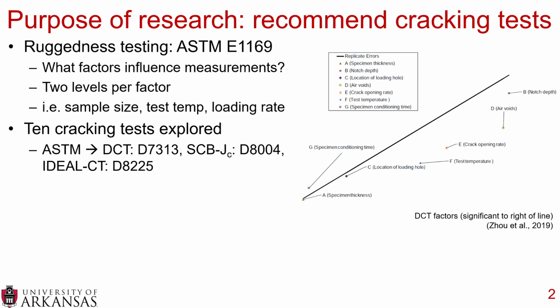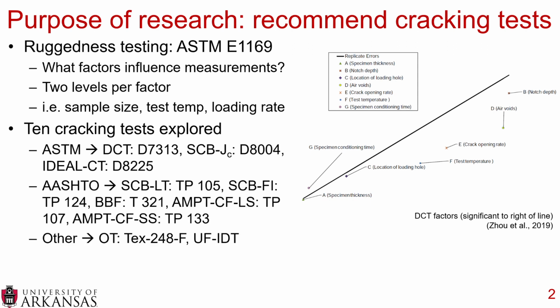So the ASTM tests they explored included the DCT, the disc-shaped compact tension, the SCB J sub C, which is the semicircular bend test at intermediate temperatures, also known as the LTRC method, and then ideal CT, which is the cracking tolerance index using the indirect tensile cracking test at intermediate temperatures. They looked at several AASHTO tests, including SCB-LT, which is a semicircular bend geometry at low temperatures, the SCB-FI, which is a semicircular bend flexibility index test, or IFIT, out of the University of Illinois, the BBF, which is the bending beam fatigue, and then 2 AMPT tests.